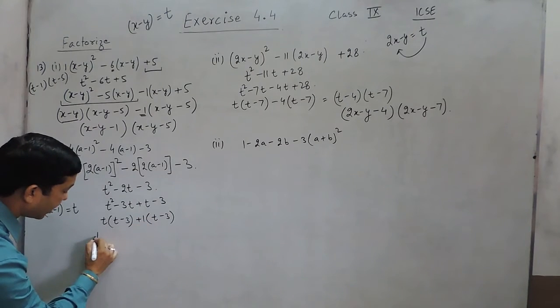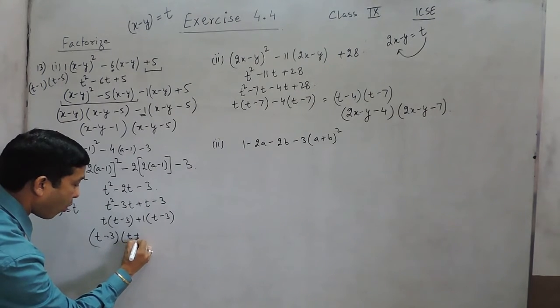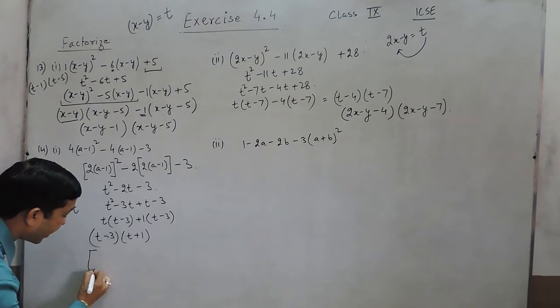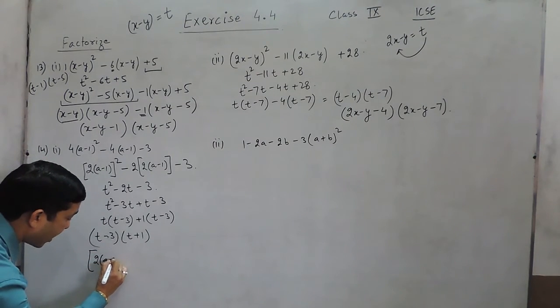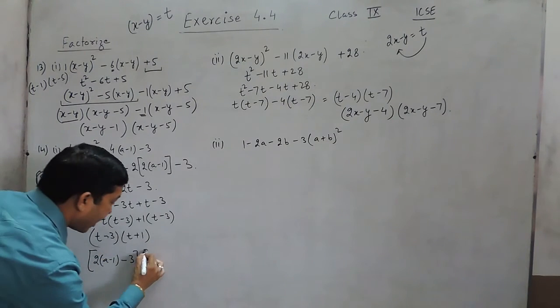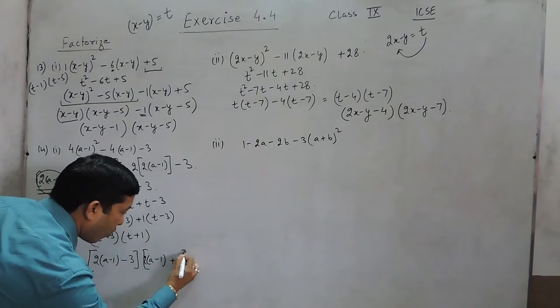So the two factors become t minus 3 and t plus 1. Now the question arises that because I have substituted 2 times (a minus 1) as t, we will have to substitute it again. We will have to put the value of t as 2a minus 1. So the factors will come out to be 2(a minus 1), which is the value of t, minus 3, and 2(a minus 1) plus 1.